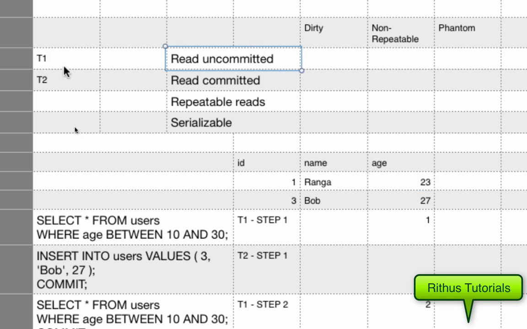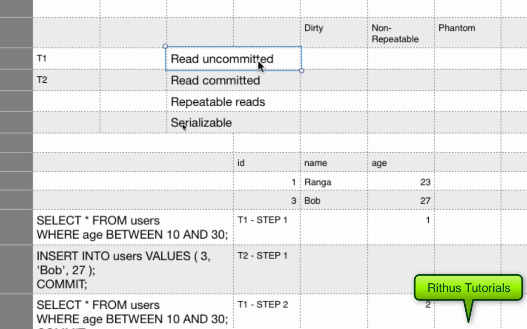Whether T1 is committed or not doesn't really matter, T2 gets the same value. If T1 has completed execution, T2 would get 23. If T1 has not completed execution, even then T2 would get the new value 23, and that's basically called read uncommitted. So the database management system doesn't do anything about it.